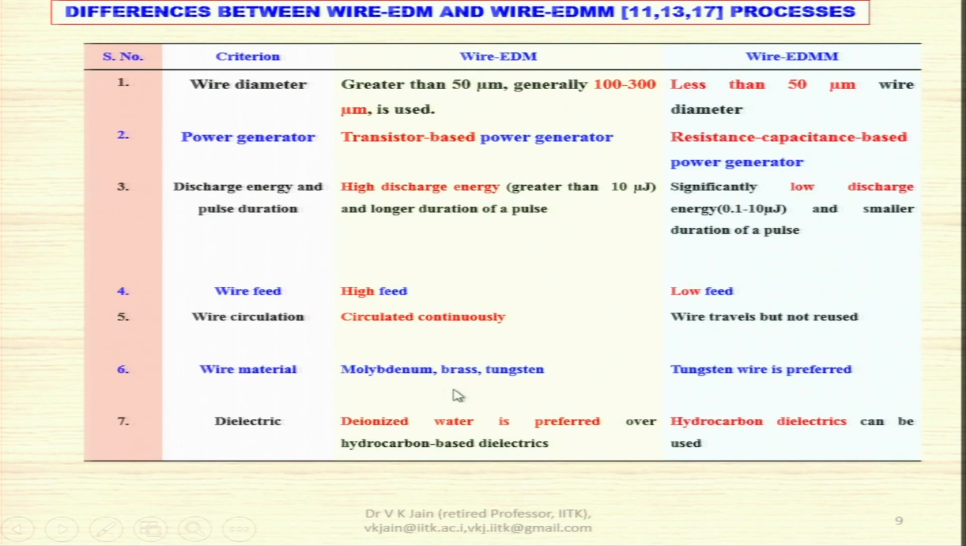Wire material: molybdenum, brass, tungsten, while in wire EDMM tungsten wire is preferred compared to other wires. Dielectric: deionized water is preferred compared to hydrocarbon based dielectrics. Hydrocarbon dielectrics can be used in case of wire EDMM process.